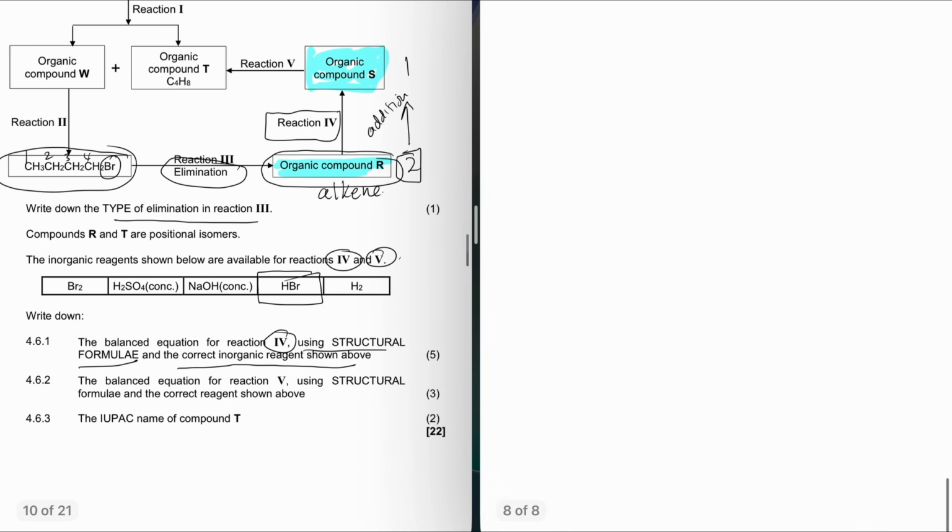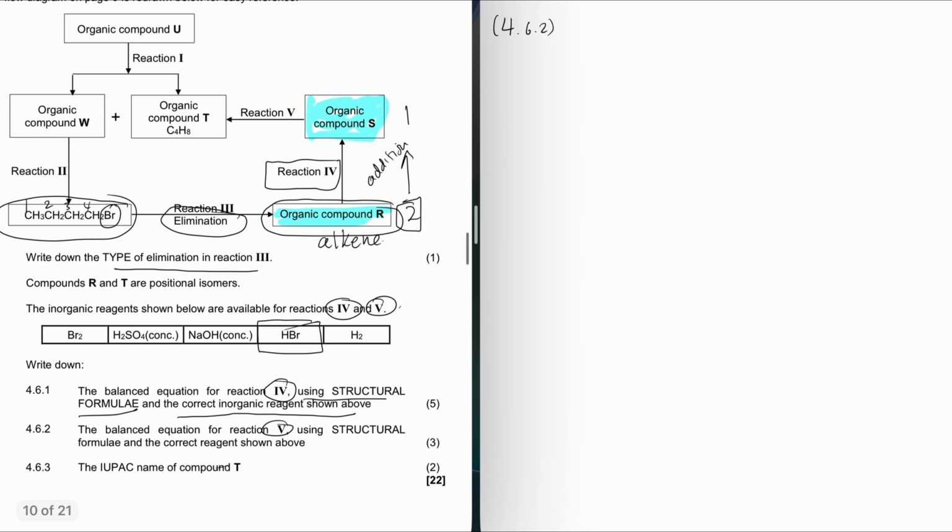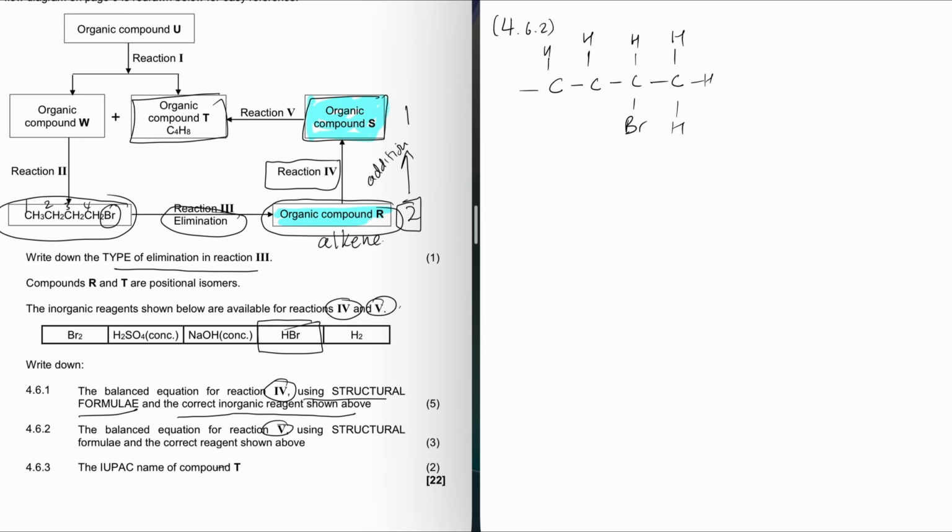Now question 4.6.2, write down the balanced equation for reaction 5 using structural formulae and the correct reagent. So reaction 5 is using organic compound S and is going to organic compound T. So let's draw that in. We know what S is. 1, 2, 3, 4. We've got a bromine here. We've got the hydrogen here. And there's hydrogens everywhere else, like so.